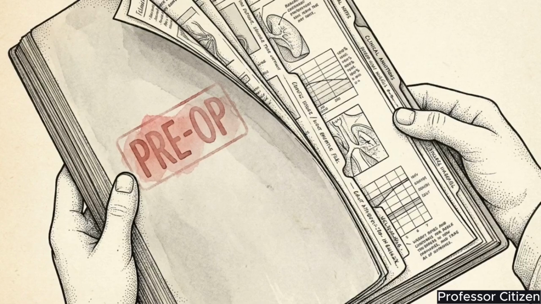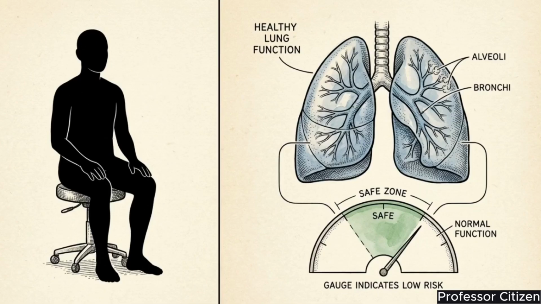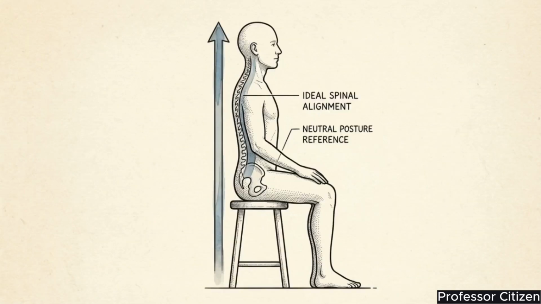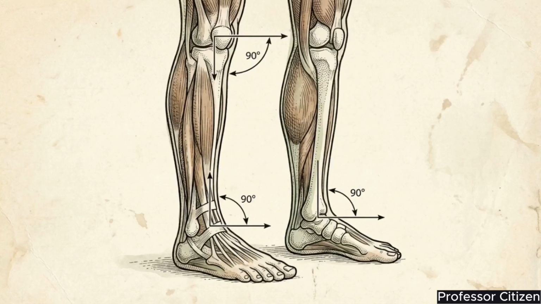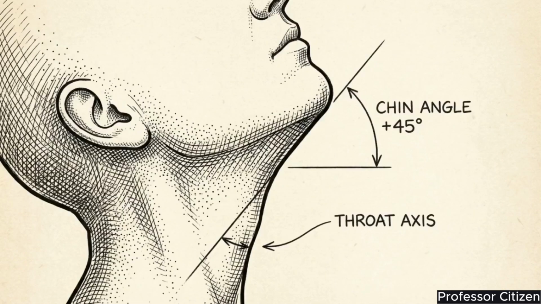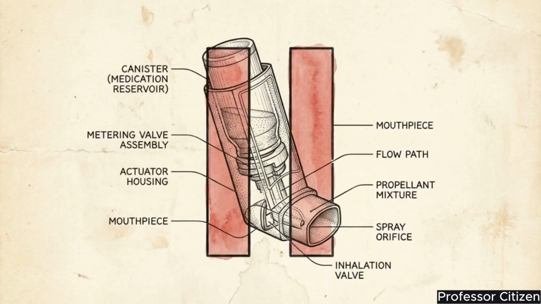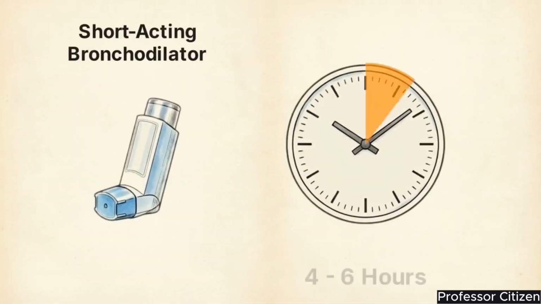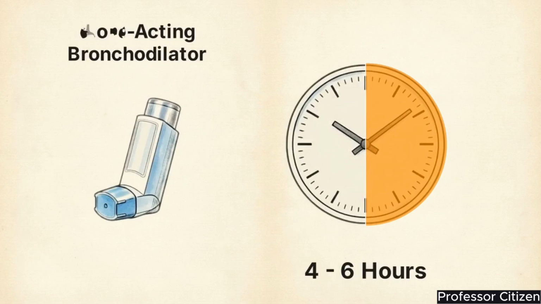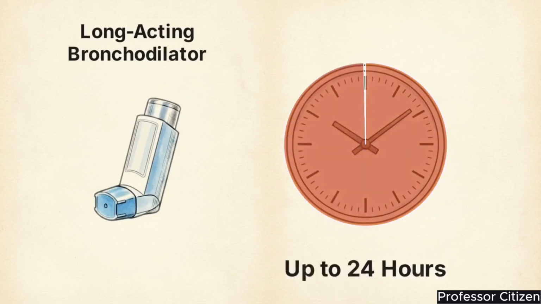Step 3 is preparation. When preparing a patient for surgery, establishing their pre-operative pulmonary baseline allows the clinical team to assess their risk for post-operative complications. Proper positioning ensures maximum lung expansion. Have the patient sit up straight with their legs uncrossed and both feet flat on the floor, leaning slightly forward with their chin elevated. Ensure the patient has withheld their respiratory medications. Short-acting bronchodilators must be paused 4 to 6 hours prior, and long-acting bronchodilators are up to 24 hours.